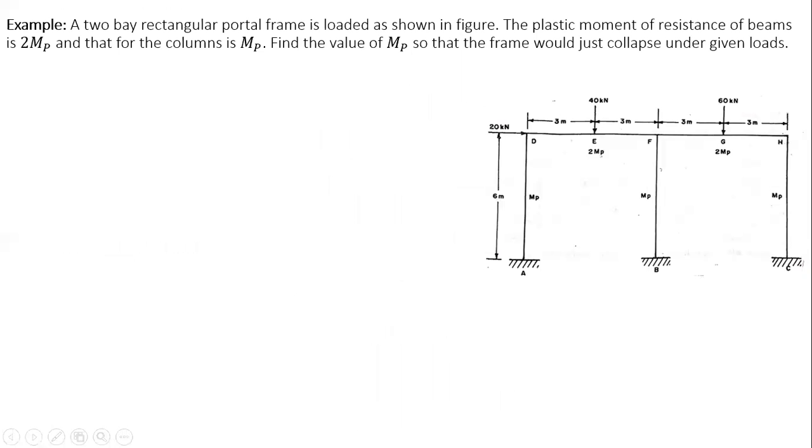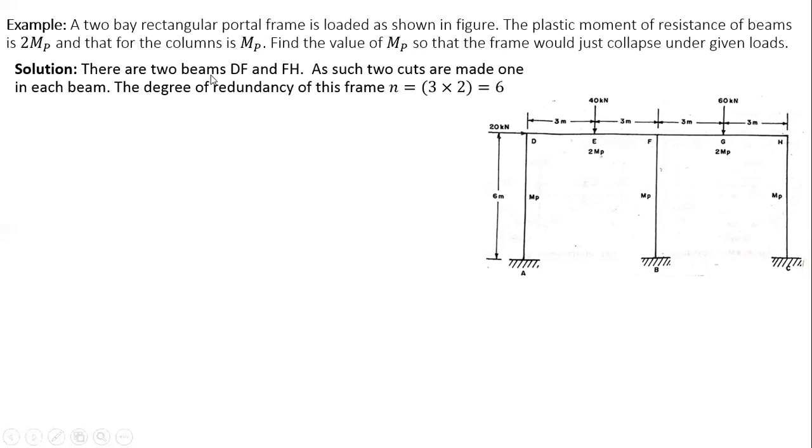Now, next I will take a two-bay portal frame, and the loads are 40 kilonewton here and 60 kilonewton here, with 3 meters here and 3 meters here. All the columns have plastic moment capacity MP, and all the beams are twice MP. The column height is 6 meters. We have to find the value of MP so that the frame would just collapse under the given loads. So there are two beams, this one here, DF and FH.